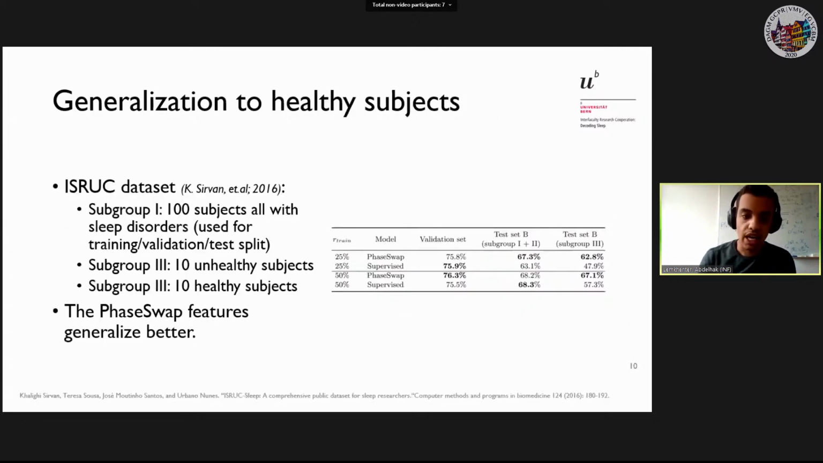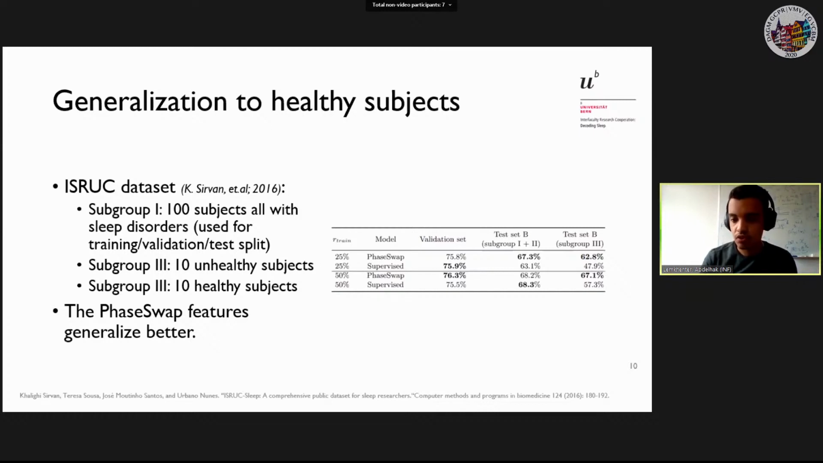We also wanted to highlight how well these self-supervised learned features fare when the test subjects are different from the training subjects in terms of pathologies. So for that, we use the ISRUC sleep dataset, which contains three different subgroups. Subgroups 1 and 2 contain respectively 110 subjects who suffer from sleep disorders, and subgroup 3 contains 10 different healthy subjects. As you can see on this table here, for test set B, which has the same nature of pathologies as the training sets, all patients have the sleep disorders.